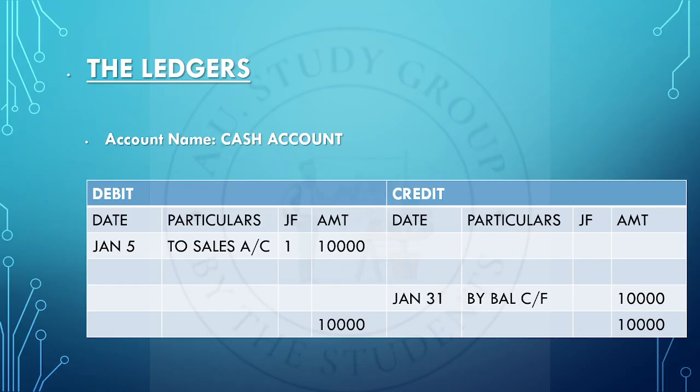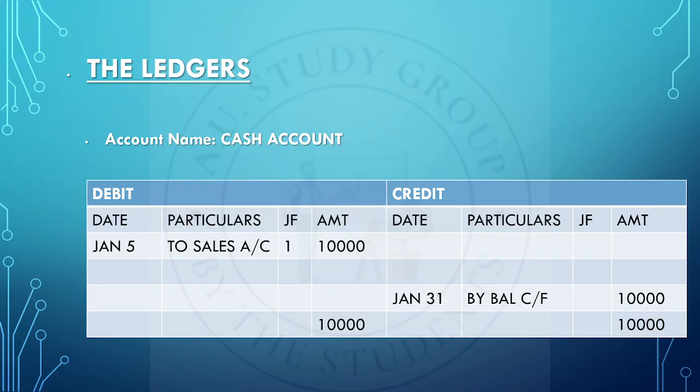Now the total on the debit side is 10,000. On the credit side there was 0. So the difference was 10,000. To make them equal, we added an entry, "By balance carried forward", 10,000. That is how this is balanced. Now why do we balance it?